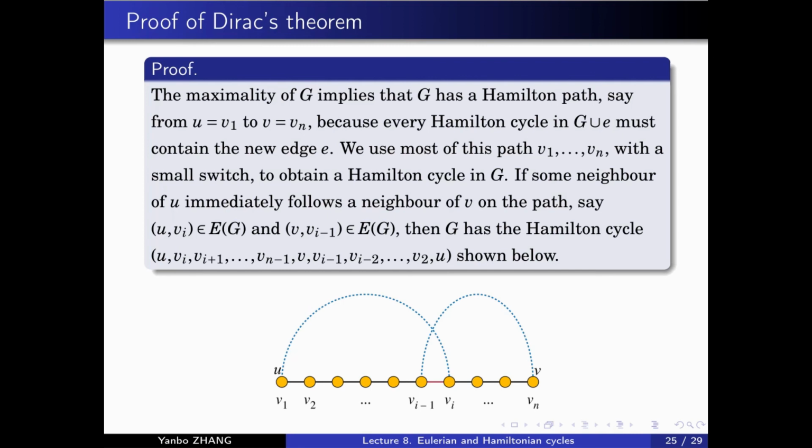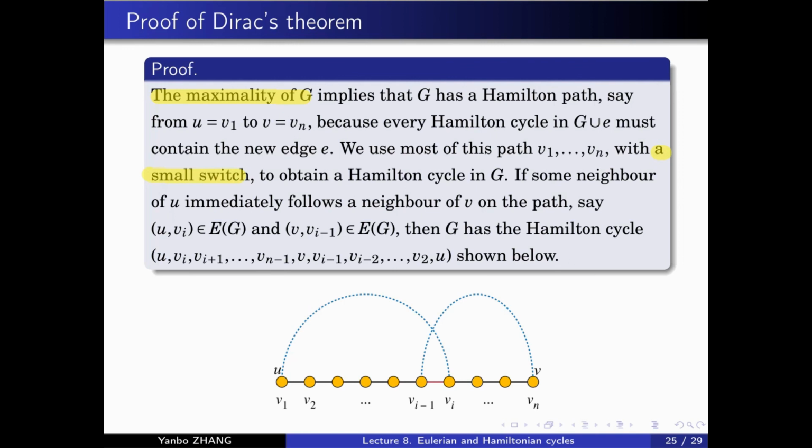You see, the maximality of G implies that G has a Hamilton path, say from u equals v1 to v equals vn, because every Hamilton cycle in G union e must contain the new edge e. How to get a Hamilton cycle in G? We use most of this path v1, v2 up to vn with a small switch to obtain the Hamilton cycle.